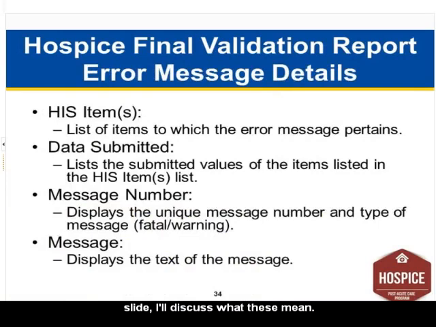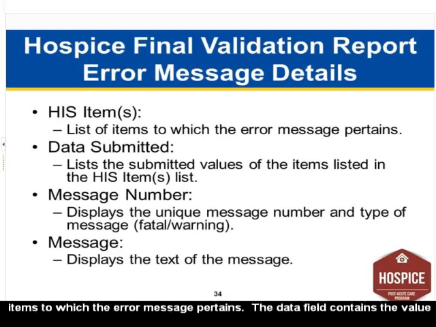The error detail fields display only if errors were encountered during the HIS record processing. The HIS items field contains the item or items to which the error message pertained. The data submitted field contains the values submitted in the items listed in the HIS items field. The message number field contains the unique hospice error message number and identifies the type of message, whether it's fatal or a warning. And the message field displays the text of the error message.